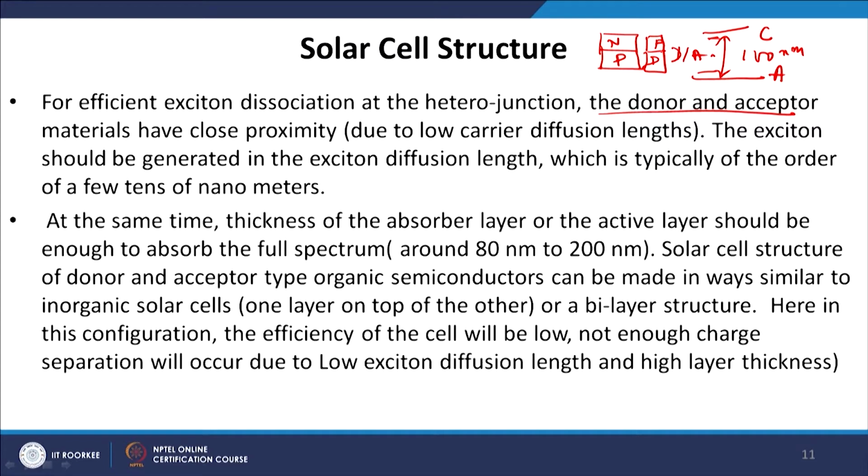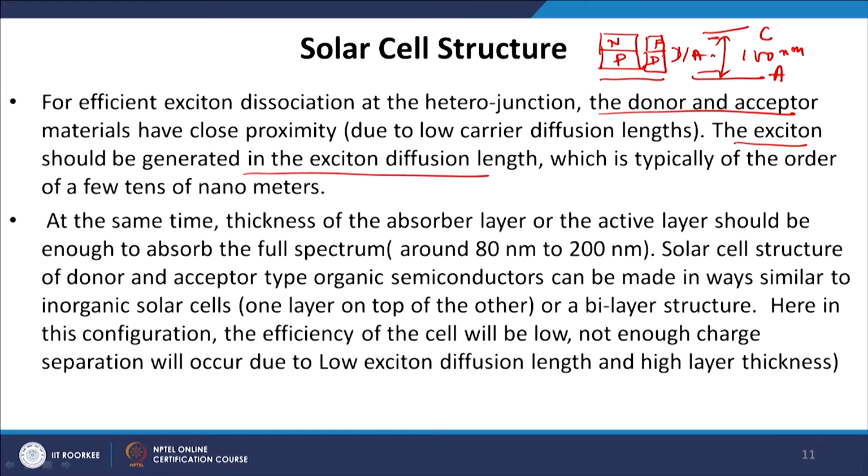So, to minimize this effect, the two types of donor and acceptor material have to be in close proximity, and the excitons should be generated within the exciton diffusion length. At the same time, the thickness of the absorber layer or the active layer should be enough to absorb the full spectrum, around 80 nanometer to 200 nanometer. Solar cell structures of donor and acceptor type organic semiconductors can be made in ways similar to inorganic solar cells. It can be one layer on top of the other, or a bilayer structure. So, just like in this example of the p-n junction semiconductor, here you can see that first you have a p type layer, and on top of that we have an n type layer.